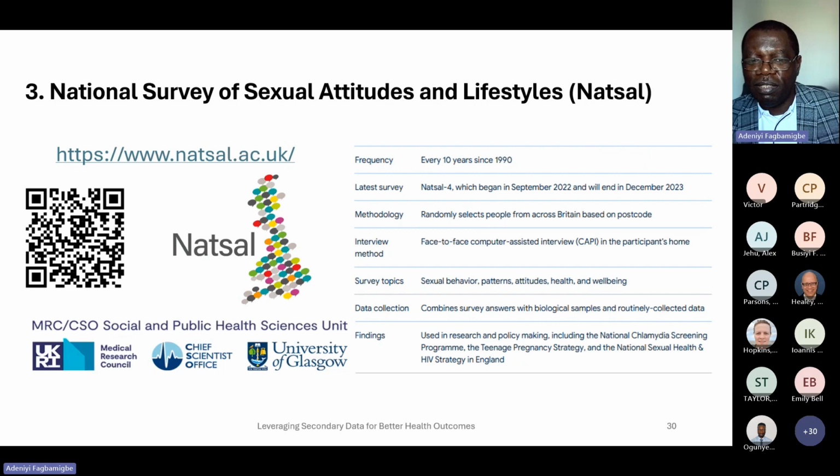This has been explored. They can see the snapshot about the methodology used. It's conducted every 10 years since 1990. The latest was in December 2023, randomly selecting people for face-to-face interviews. It has so many series, and it makes it quite easy to see changes in behavior and in attitudes of people as far as sexual life is concerned, and so on and so forth. So these are things we can leverage on.